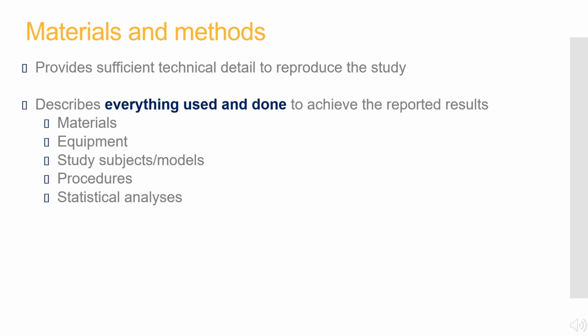After the introduction, the materials and methods section describes everything used and done to achieve the reported results. A description of all materials, relevant equipment, study subjects, models, procedures, and statistical analysis should be included with sufficient detail so that others can reproduce your study.